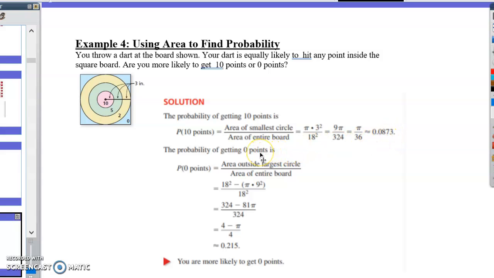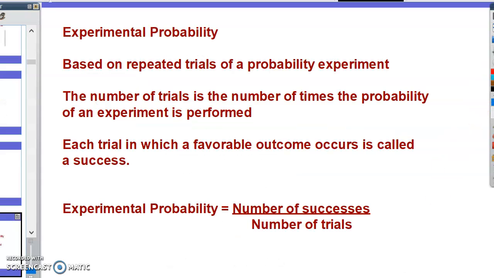What is the probability of getting 0 points? Well, that's that little area out here. So I'm just looking at that little area out here. Now, I'm not going to quiz you or test you on a question like this, but I do want you to take a look at that.